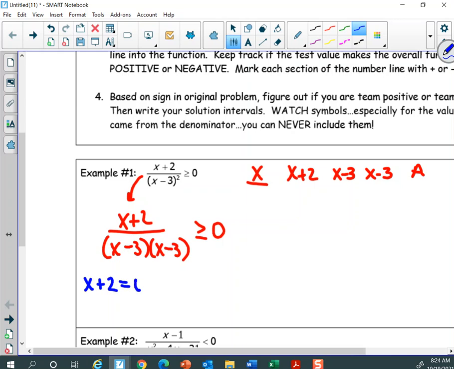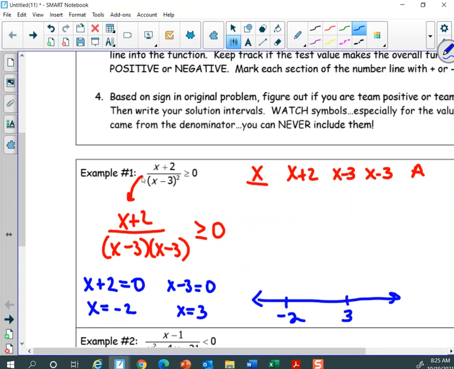So when x plus 2 equals 0, negative 2 is the magic number. When x minus 3 equals 0, x equals 3 is the magic number. So number line wise, negative 2 and positive 3.